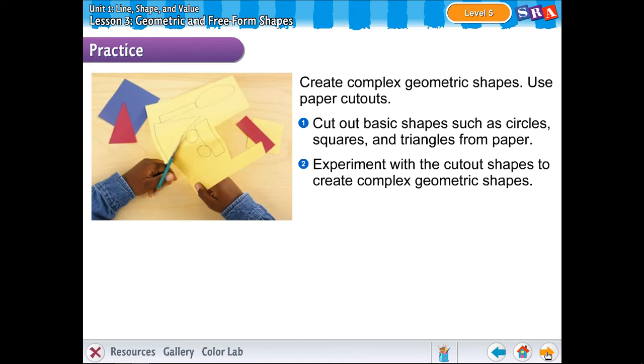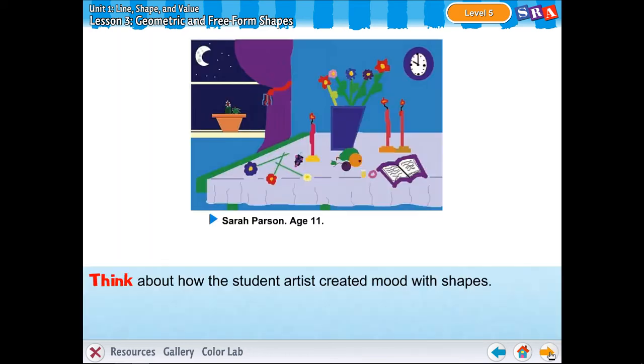You can cut out a bunch of triangles and make sure that they're all the same size and see how you can arrange them into like a parallelogram, or see how many you can make to try to make an octagon or a pentagon. Just kind of play around with them.